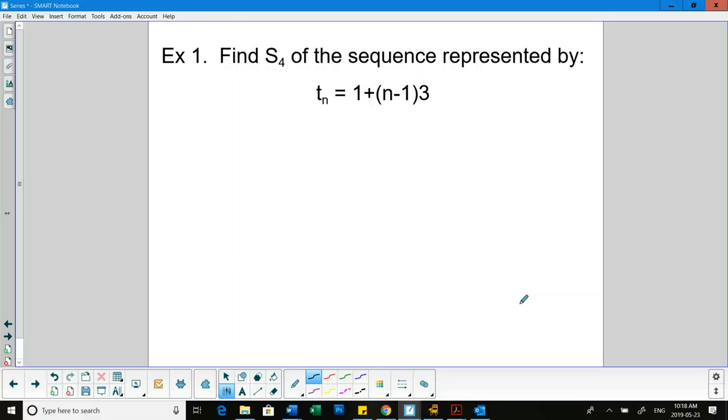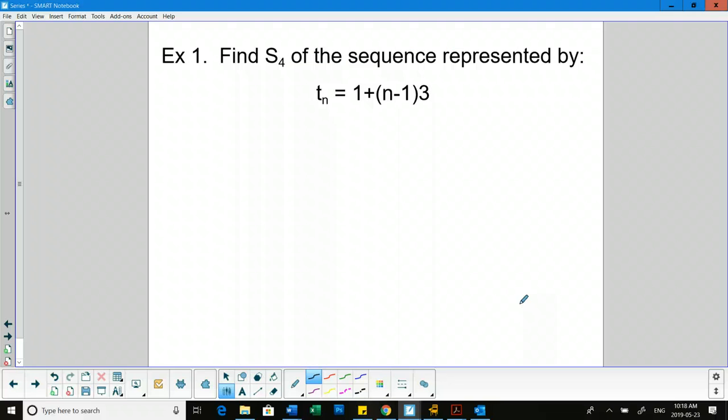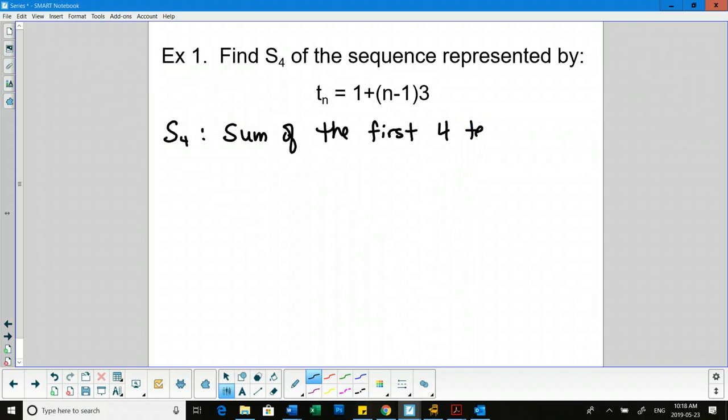Okay. So, S4. When we say S4, we are saying the sum of the first four terms of the sequence. Okay, so what I could do is I could use my formula here, and I can plug in T1, and then T2, and then T3, and T4, and find the terms.